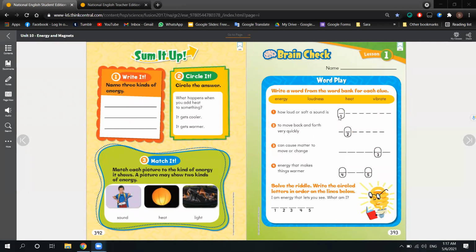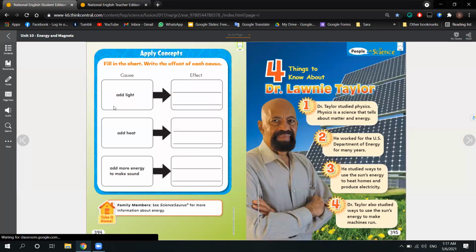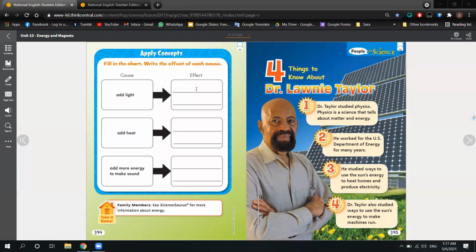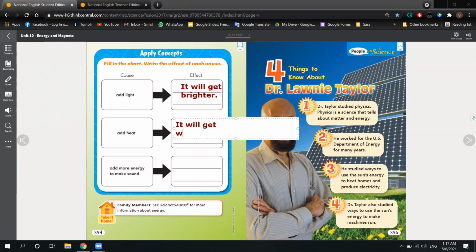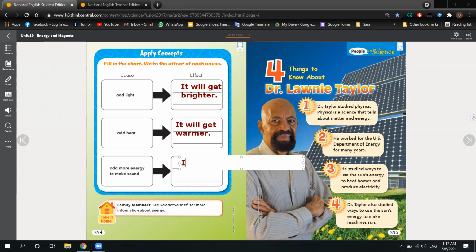Okay. Now let's move to the final page, or to the last page. Hold on. Let me just move to the last page. Okay. So if we add light to something, the things are going to be what? Brighter. So we're going to say it will get or become, it's up to you, okay? Get brighter. If we add heat to something, it will get or become what? Warmer. And add more energy to make sound, it's going to be, of course, louder. So it will get louder.